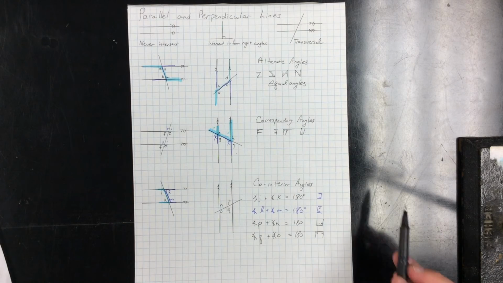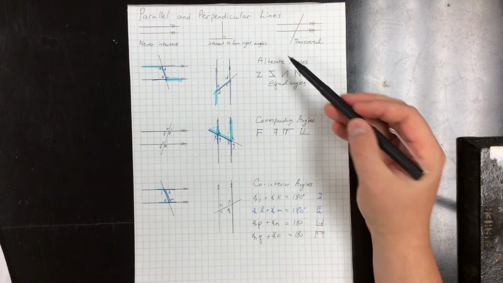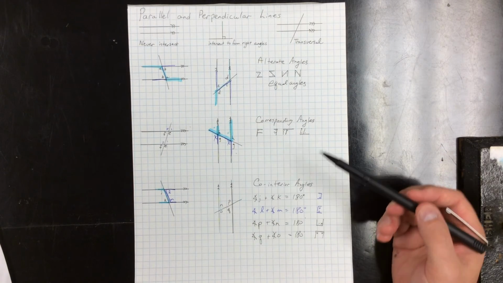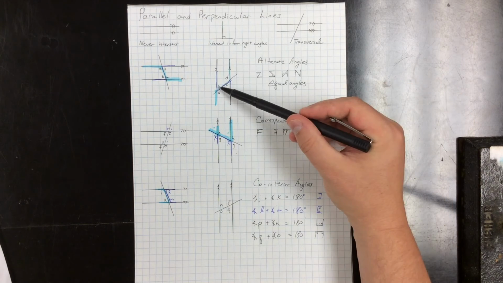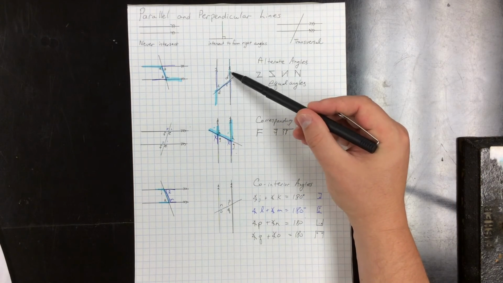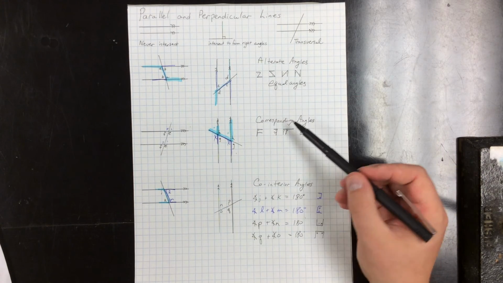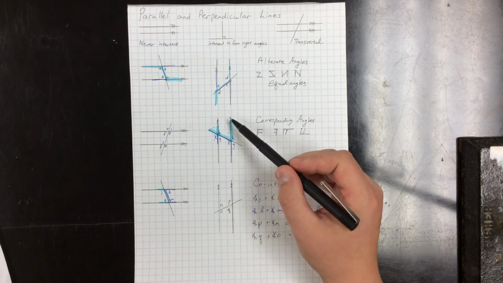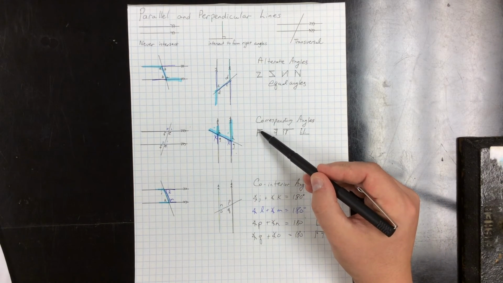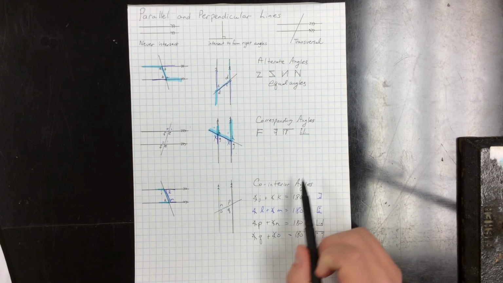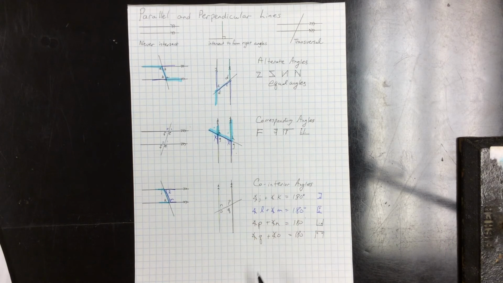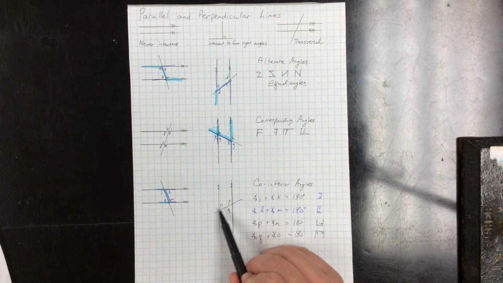So in the case of parallel lines, as soon as we have a transversal crossing them, we end up with all these different patterns. We have alternate angles, where in the Z shape they're equal to each other. Corresponding angles, where we look for an F shape, and the angles in each case are equal to each other. And we also have co-interior angles, formed where the two angles contained between the parallel lines add up to 180 degrees.